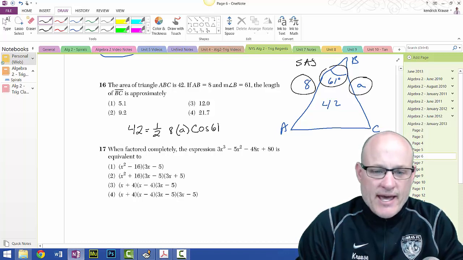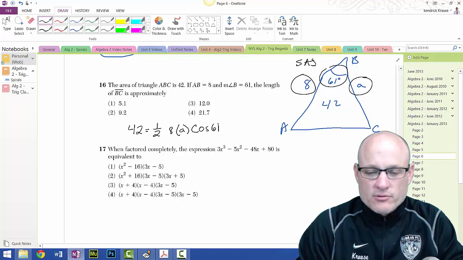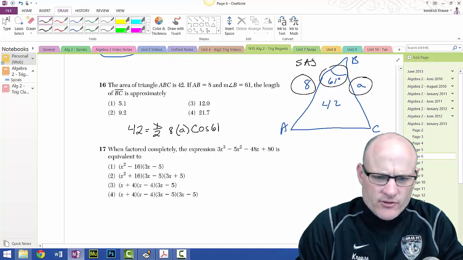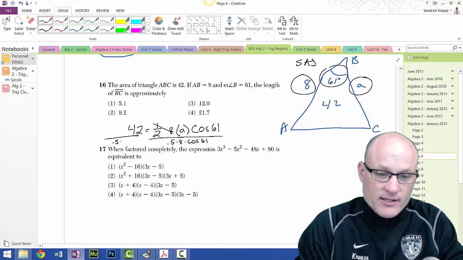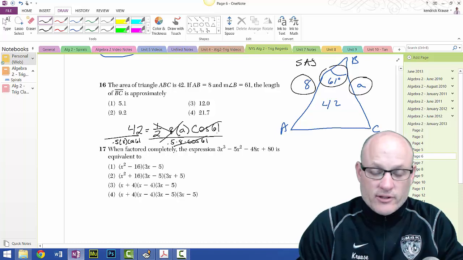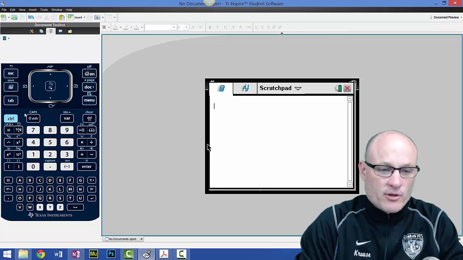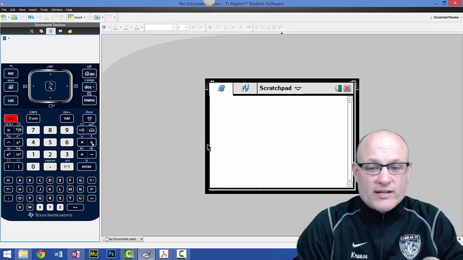What's 1/2 of 8? 4. What we're going to do is divide by 0.5 times 8 times cosine 61 on both sides, because that gives us just A over here. So I come over to my calculator. Okay, calculator, you're working overtime on this one. We've got some craziness to do.